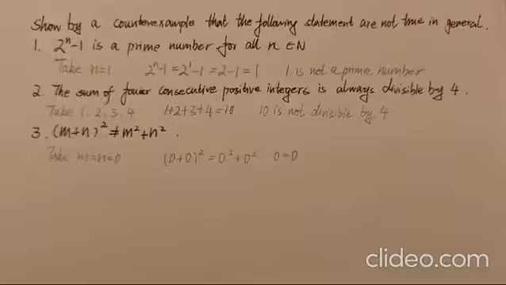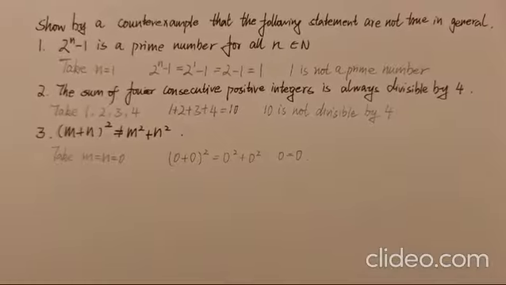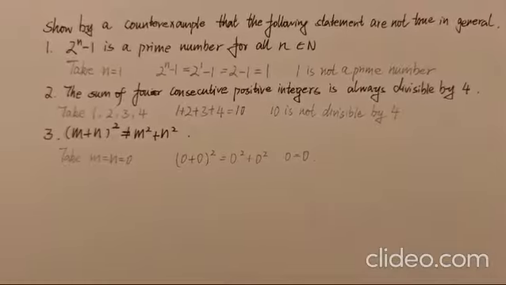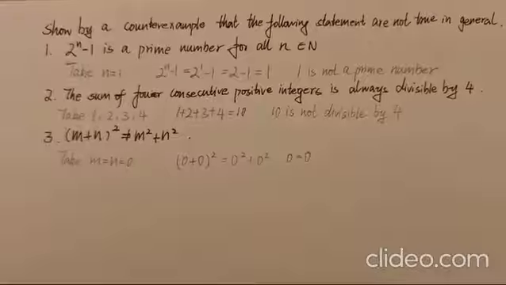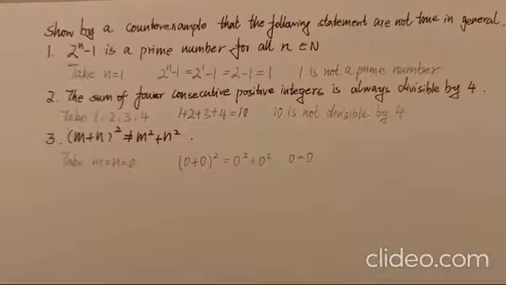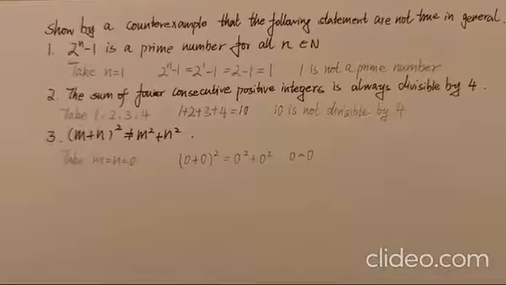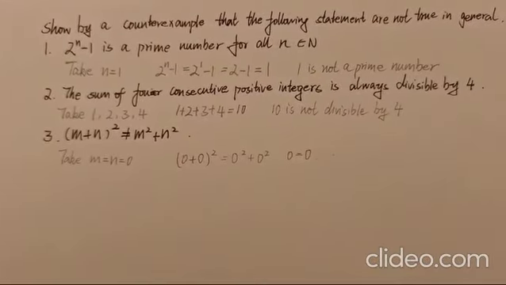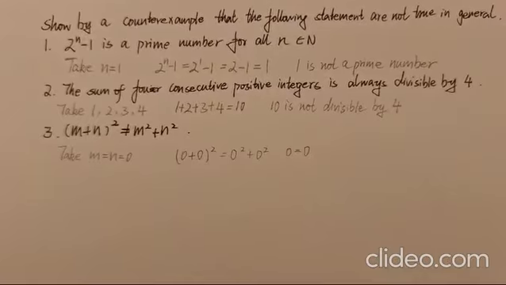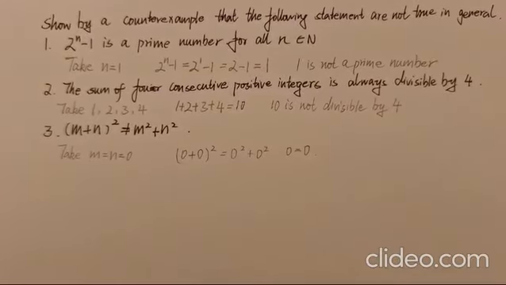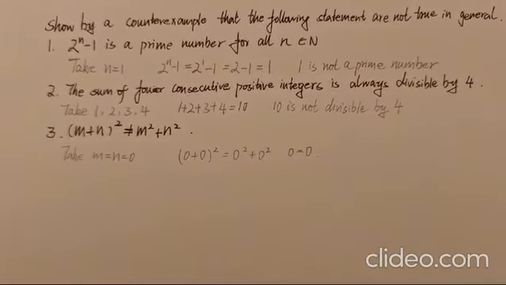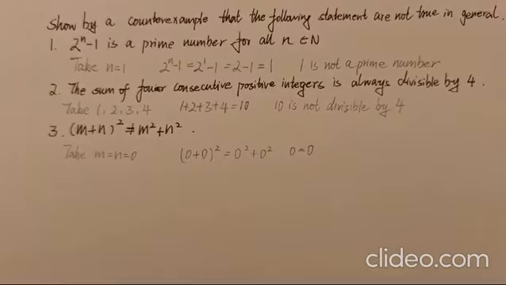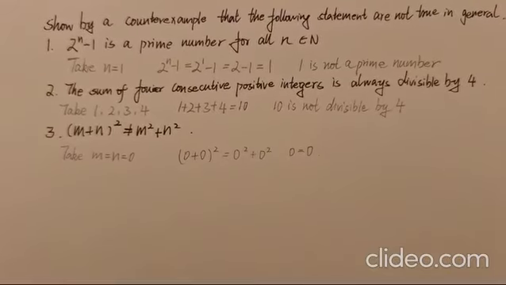So the first question is, 2 to the power of n minus 1 is a prime number for all n belonging to the natural numbers. So we can take n equals 1, and 2 to the power of n minus 1 is equal to 2 to the power of 1 minus 1, and we get 2 minus 1 equals 1, and 1 is not a prime number. So we can say that "2 to the power of n minus 1 is a prime number for all n belonging to the natural numbers" is wrong.